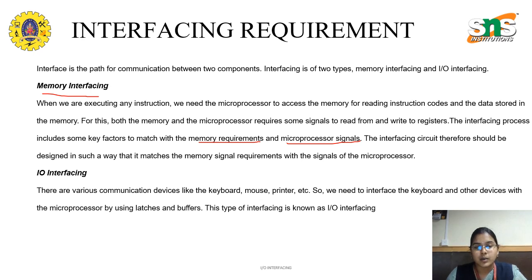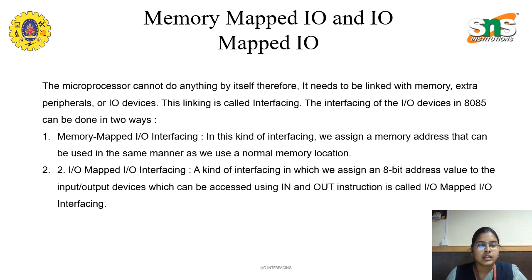Input-output interfacing. There are various communication devices like keyboard, mouse, printer, etc. So we need to interface the keyboard and other devices with the microprocessor by using latches and buffers. This type of interfacing is called input-output interfacing. The microprocessor cannot do anything by itself. Therefore, it needs to be linked with the memory and peripherals or input-output devices. This linking is called interfacing.